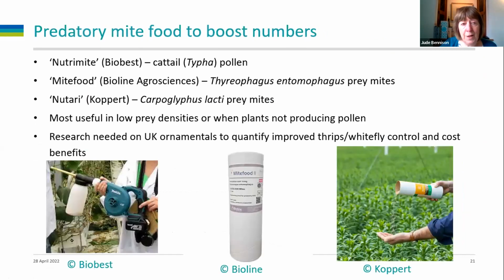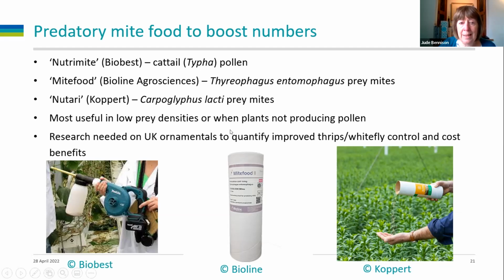Some of you may have heard or even used food supplements to boost numbers of predatory mites, and there's various formulations of these. BioBest have a pollen product called Nutrimite, and BioLine and Koppert have products that contain prey mites. And they're recommended to be most useful when there's low prey densities or when the plants are not producing pollen, because all these predatory mites feed on pollen as well as thrips.